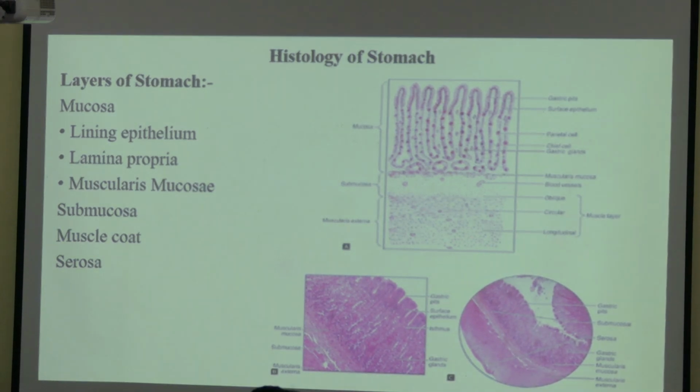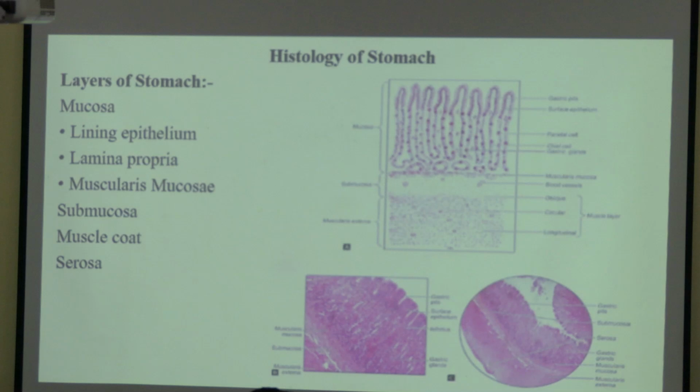Okay, in case of stomach, adventitia generally is not present because only a small area of the stomach is a bare area. I hope you know the concept of bare area. So in case of stomach, same thing: lining epithelium, lamina propria, muscularis mucosae, submucosa, muscle coat and serosa.